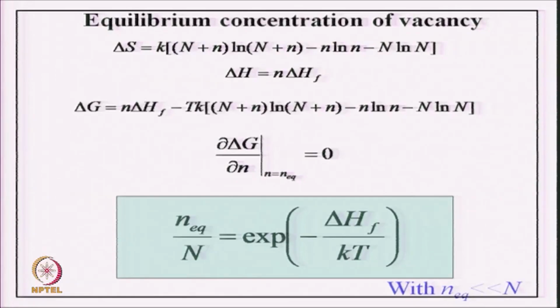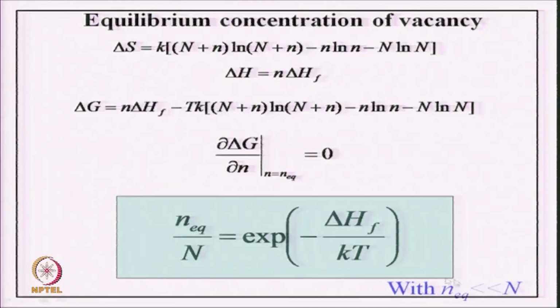So, this is the final expression which we were looking for, and this is what answers our original question, what is the equilibrium concentration of vacancy. This ratio is what we are calling the equilibrium concentration of vacancy, and that is an exponential function, exponential minus delta Hf by kT. Recall that delta Hf was enthalpy of formation of one vacancy, k is Boltzmann constant and T is temperature.